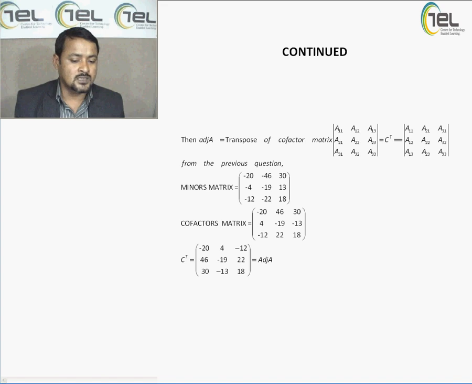The second row, that is 4, minus 19 and minus 13, becomes the second column in the C transpose, that is adjoint A. The third row, minus 12, 22 and 18, becomes the third column in the adjoint A matrix. So adjoint A, you find the transpose of the cofactor matrix. So for that you have to find the minors, you have to find the cofactors, then write the cofactor matrix and take a transpose out of it. Transpose of the cofactor matrix is known as the adjoint matrix.